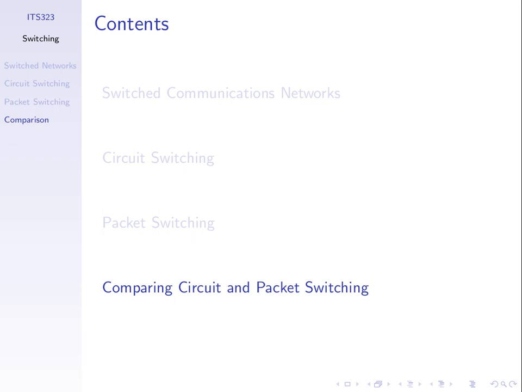So reserving the resources is good for the data transfer, the quality of that data transfer, but bad from other people's perspective, who cannot use the road when it's unused because it's been reserved. So that's a case of circuit switching.